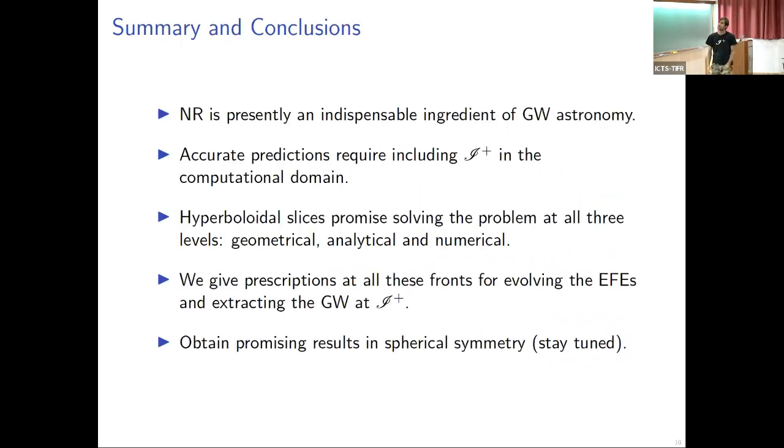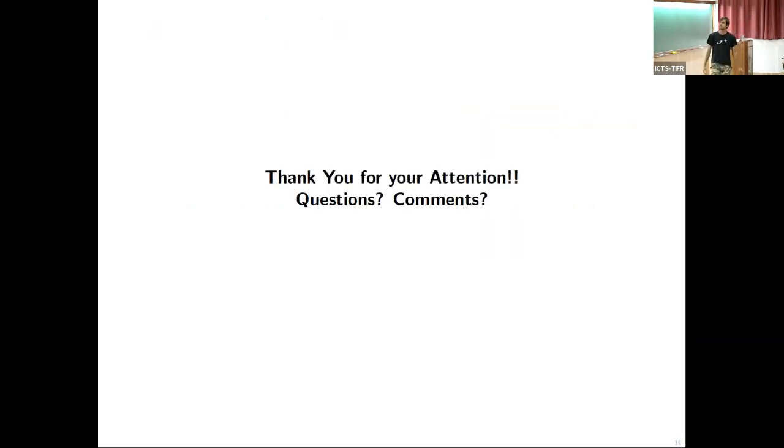So in summary, numerical relativity is presently an indispensable component of gravitational astronomy, and accurate predictions of gravitational wave signals involve including scri+ on a computational grid. And we just saw how hyperboloidal slices facilitate achieving this goal, and we gave a prescription to define our Einstein field equations on this slice which give some promising results. So this is work in progress, and stay tuned for more results. Thank you for your attention.